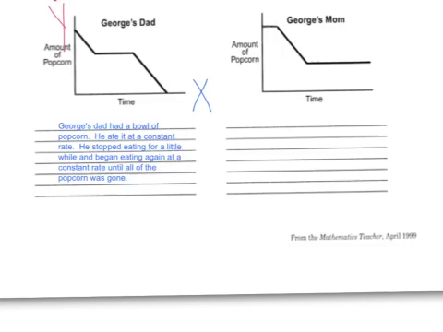Okay, we're going to look at the next graph now. It's George's mom and the amount of popcorn she has over time. So we will label our axes. So this is our y-axis, and this is our x-axis.